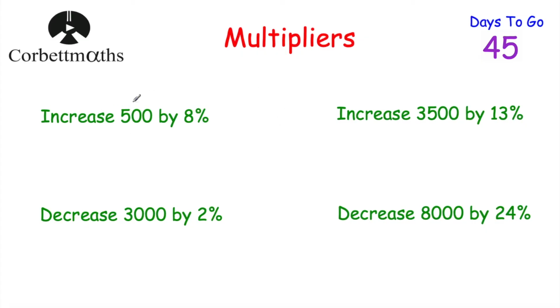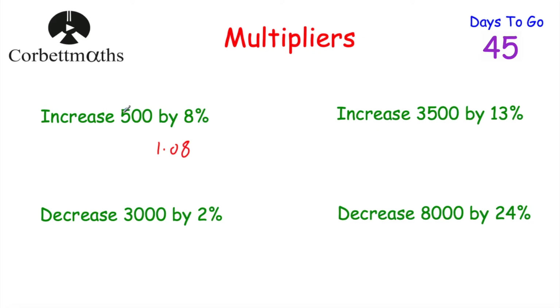So the first question says increase 500 by 8%. Now, if you increase something by 8%, well, you have 100% to begin with, and then if you increase it by 8%, you would have 108%. And 108% as a decimal number would be 1.08, changing your percentage to a decimal.